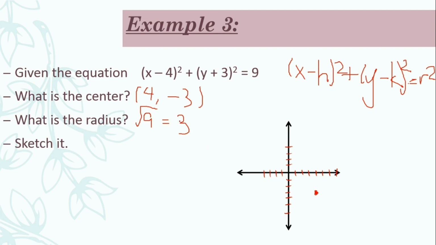And then identify the radius, which is 3. Just count 3: 1, 2, 3, and 3 also to the other side. Or if you want, as I've said earlier, you can use a protractor for your circle to be more precise and neat looking. So this is now the sketch of our circle.